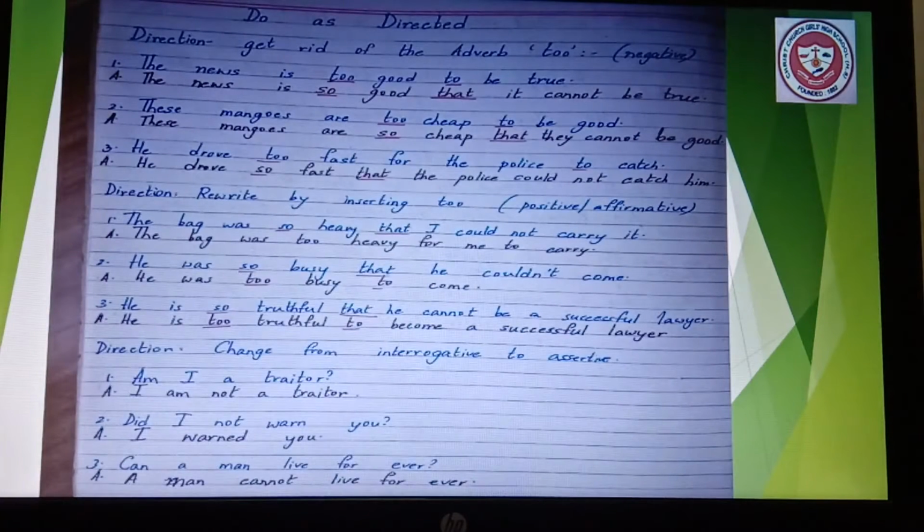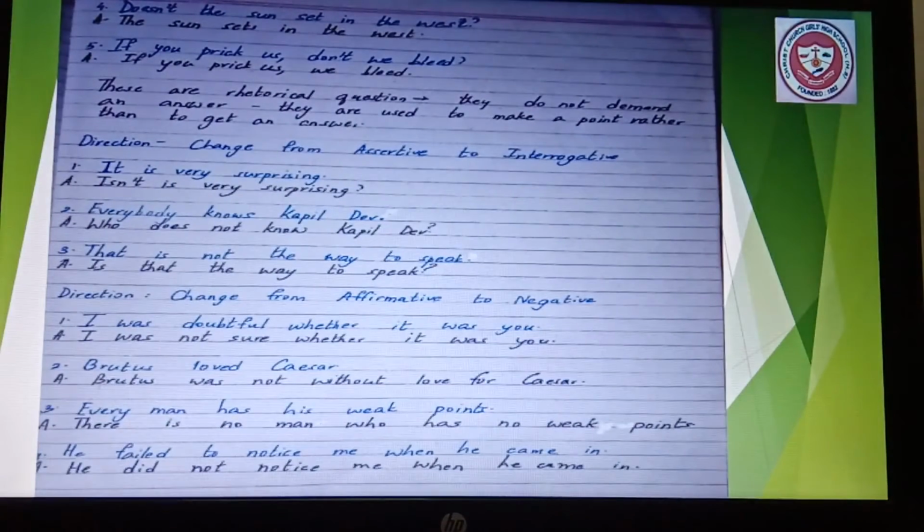Again, look at the examples before. Am I a traitor? I am not a traitor. Here in the interrogative sentence, there's no negative form. But when I'm changing into assertive, you see a negative form. But in the fourth sentence, within the question, there's a negative interrogative. So when I'm changing form, it is simple positive form. Assertive and declarative sentences have two parts, negative and affirmative. So, doesn't is negative interrogative, and when I'm changing form there is no negative present. The sun sets in the west.